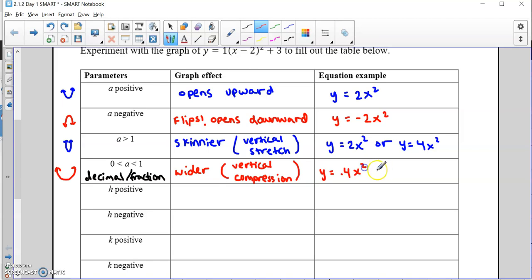Or y equals 1/4 x squared. Okay, notice how these are fractions and decimals.